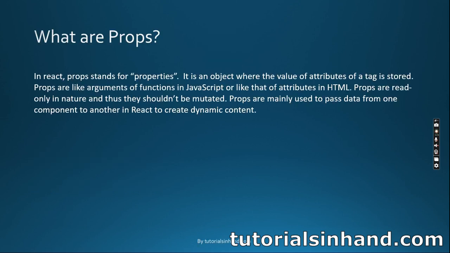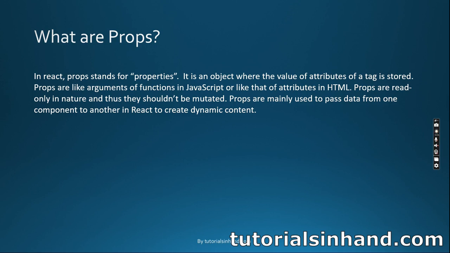In this video we are going to discuss props in React. So what are props? In React, prop stands for properties. It is an object where the value of attributes of a tag is stored. Props are like arguments of functions in JavaScript or like attributes in HTML. Props are read-only in nature and thus they shouldn't be mutated.